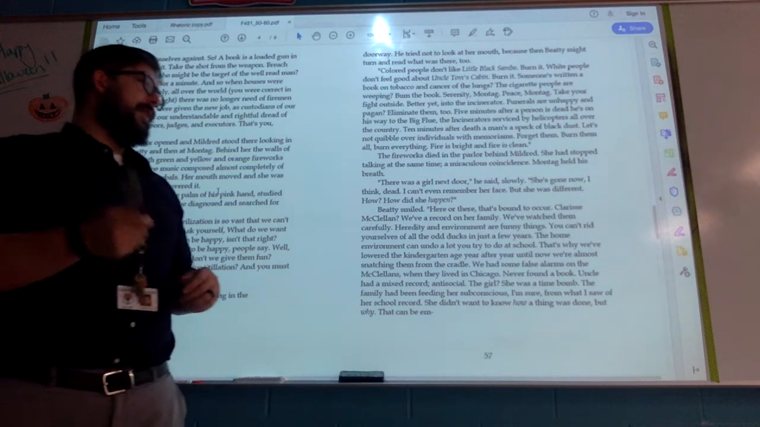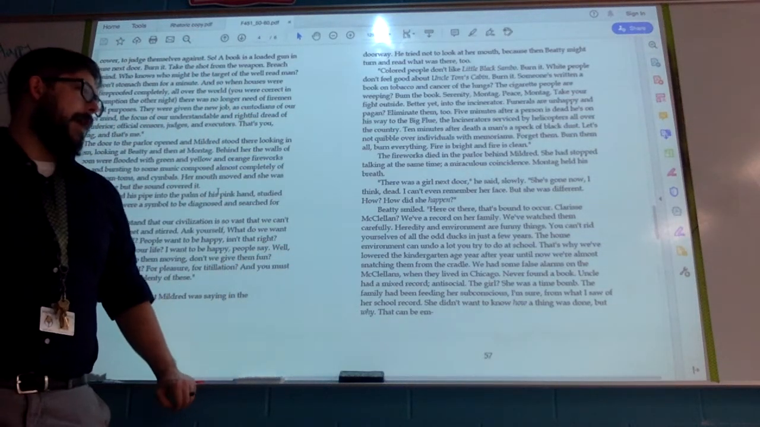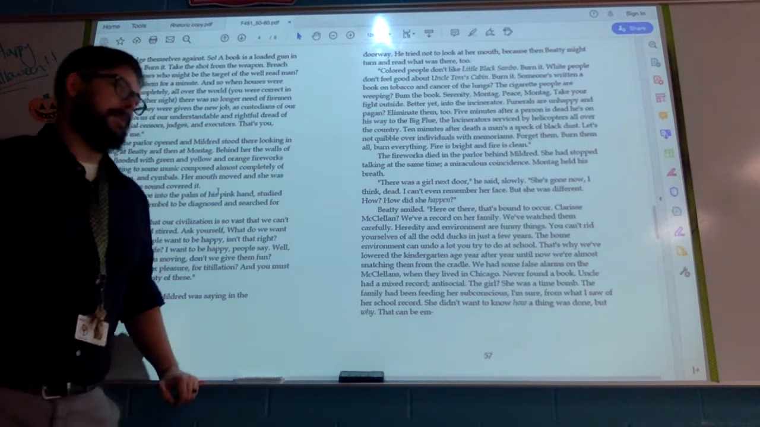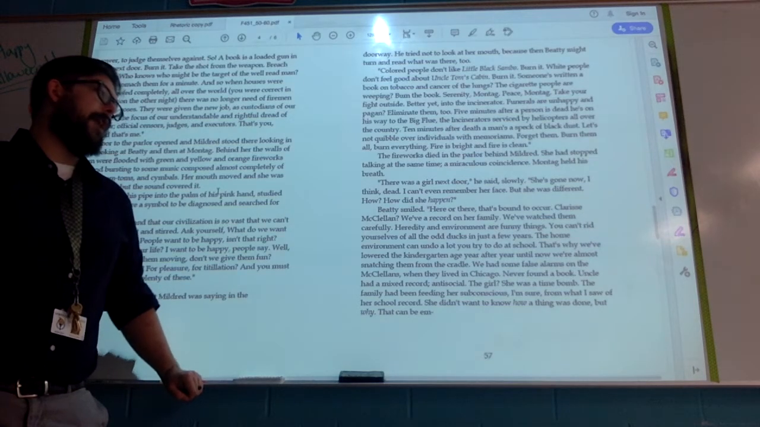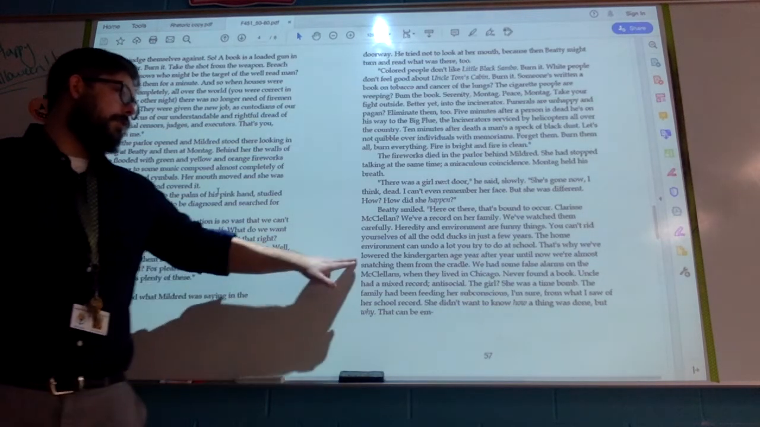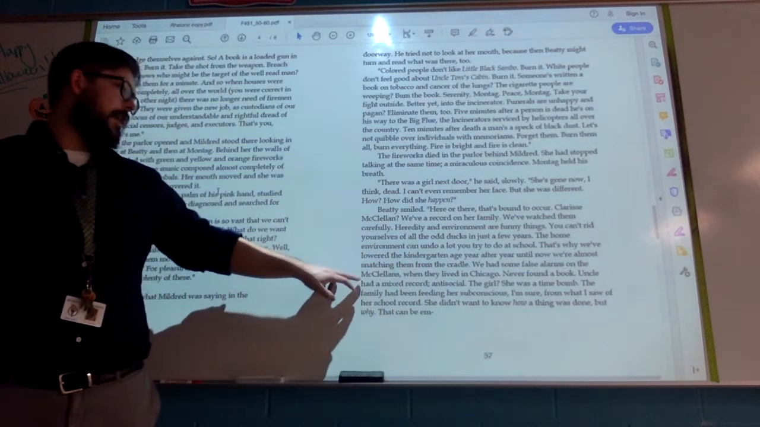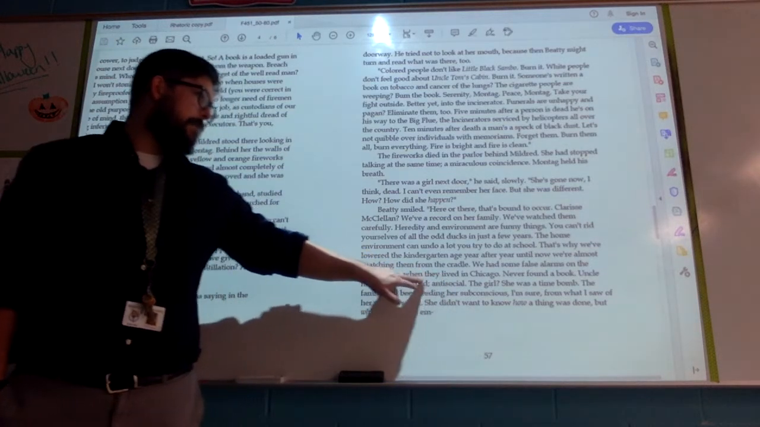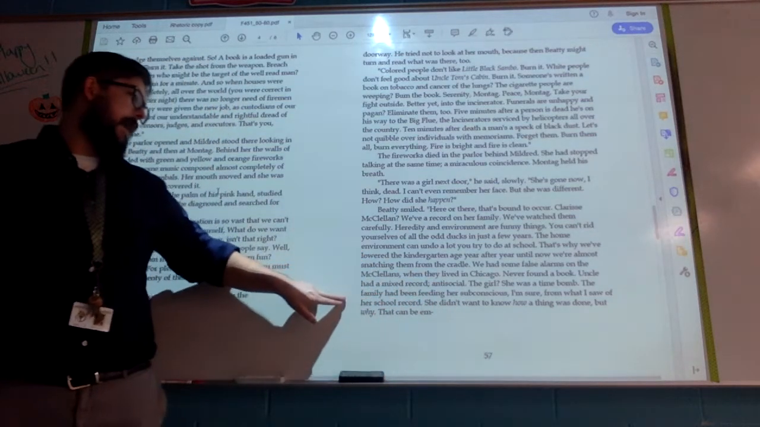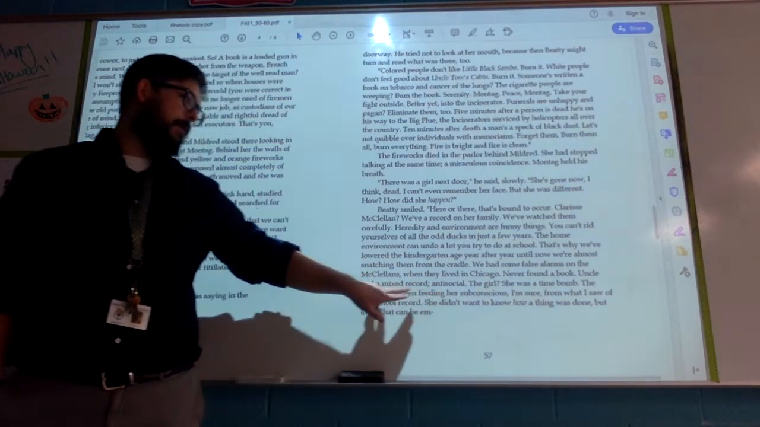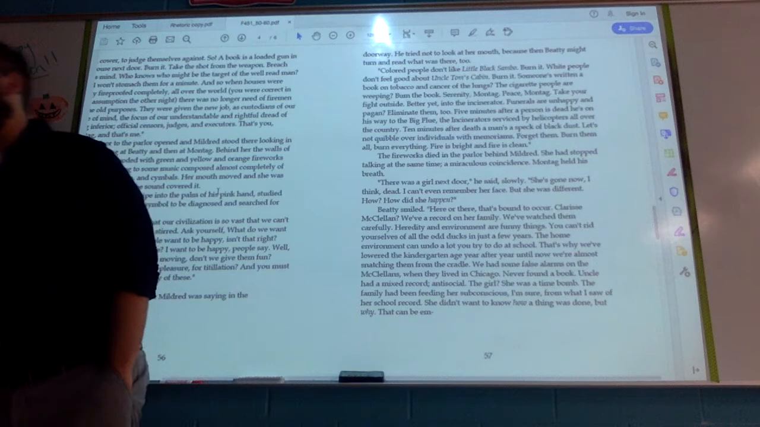Beatty smiled. Here or there, that's bound to occur. Clarice McClellan. We have a record on her family. We've watched them carefully. Heredity and environment are funny things. You can't rid yourselves of all the odd ducks in just a few years. The home environment can undo a lot you try to do at school. That's why we've lowered the kindergarten age year after year until now we're almost snatching them from the cradle. We had some false alarms on the McClellans when they lived in Chicago. Never found a book. Uncle had a mixed record, antisocial. The girl, she was a time bomb. A family had been feeding her subconscious, I'm sure, from what I saw of her school record. She didn't want to know how a thing was done, but why.